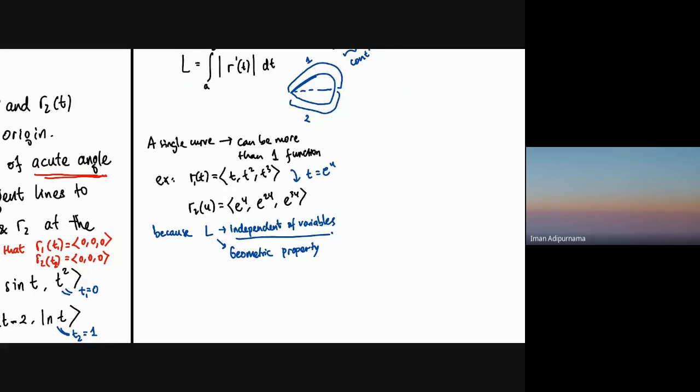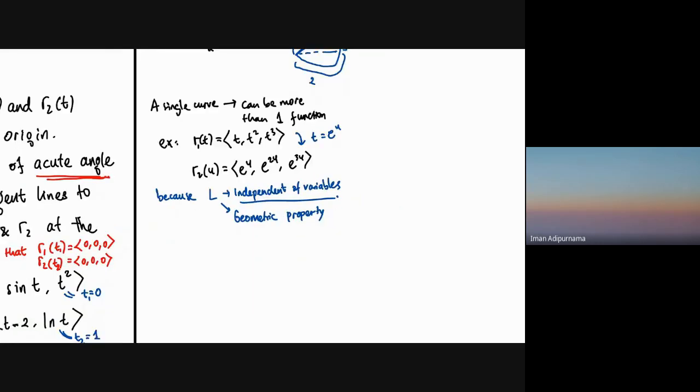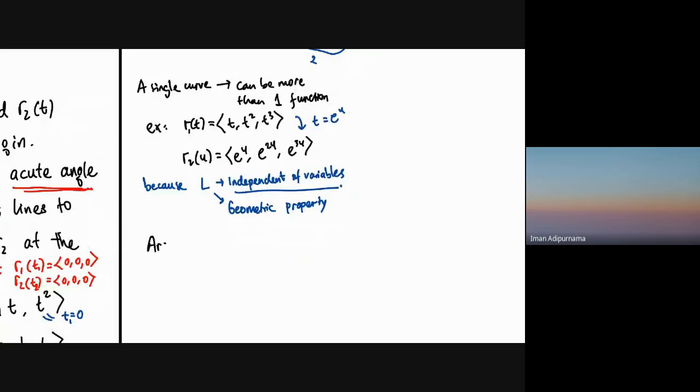And now the second section in arc length is arc length functions. Arc length itself is a geometric quantity, but we also have arc length functions. So we want to take the arc length into functions. It's similar to what we have done before. So we are cutting the length into segments.